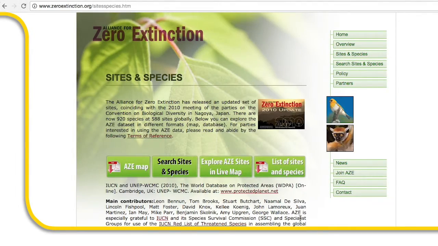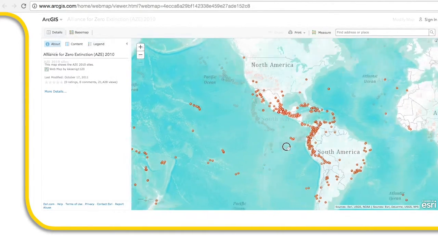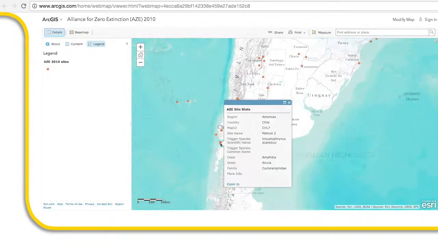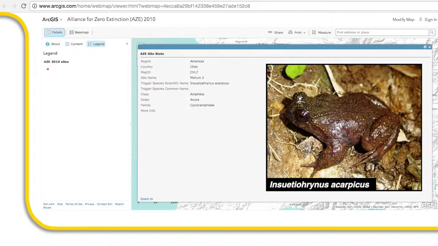Alliance for Zero Extinction sites are for species with only one known population in the world. These sites are their only chance for survival. An example is one small forest patch in central Chile, the only place where this frog lives.